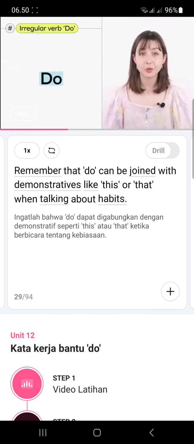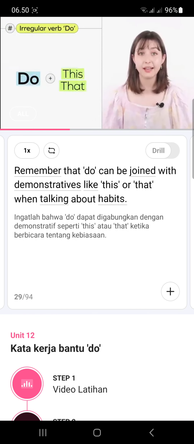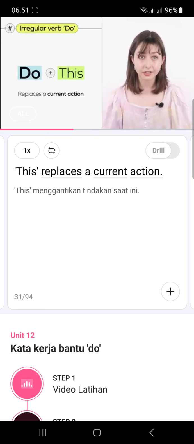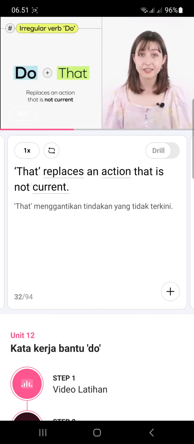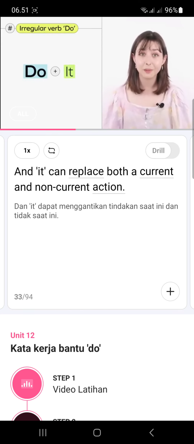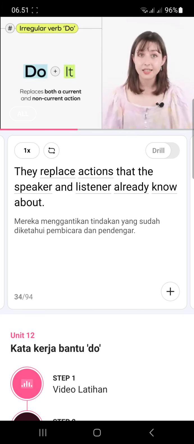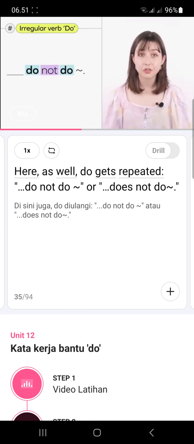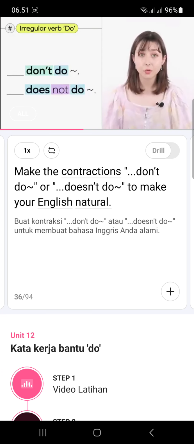Remember that do can be joined with demonstratives like this or that when talking about habits. It can also be joined with the pronoun it. This replaces a current action. That replaces an action that is not current. And it can replace both a current and non-current action. They replace actions that the speaker and listener already know about. Here as well, do gets repeated. Do not do or does not do. Make the contractions don't do or doesn't do to make your English natural.